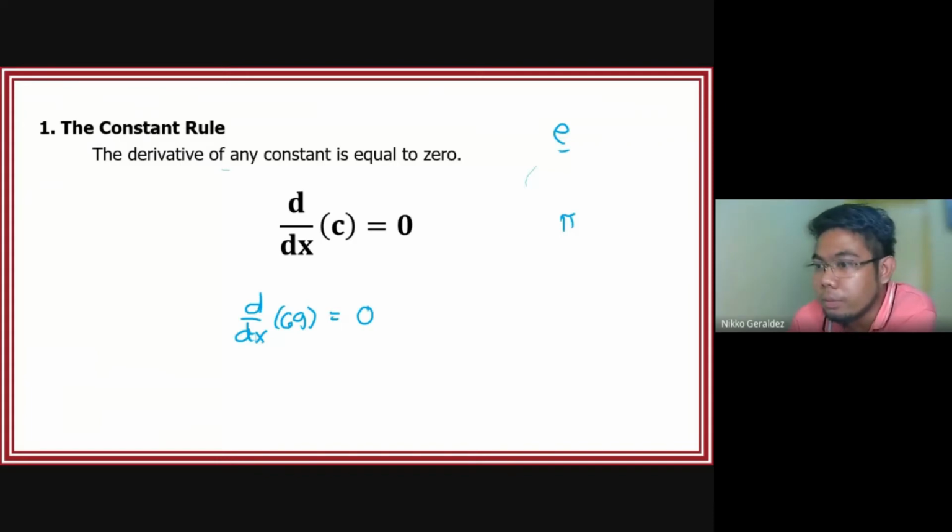Derivative of the golden ratio. Are you familiar with the golden ratio? Oh, no? Okay. It's also a constant. When you take MMW, you will encounter the golden ratio. So that's the first rule, the constant rule. The derivative of any constant is equal to 0.